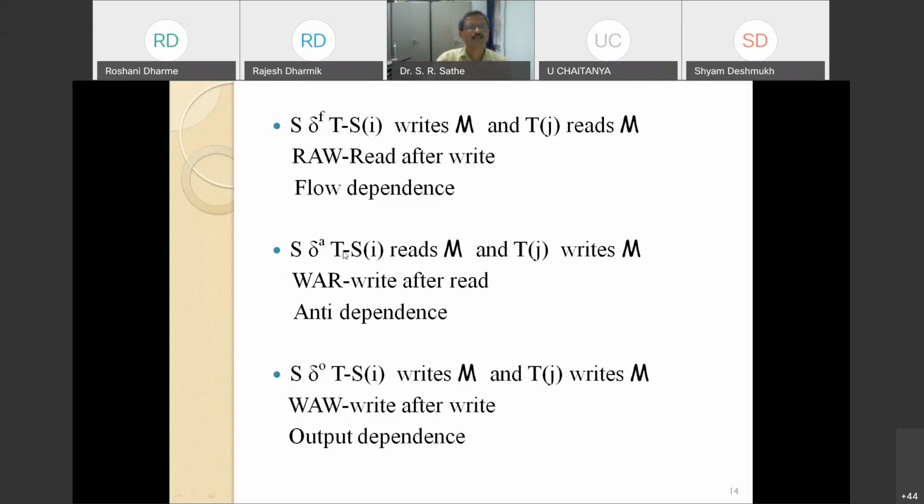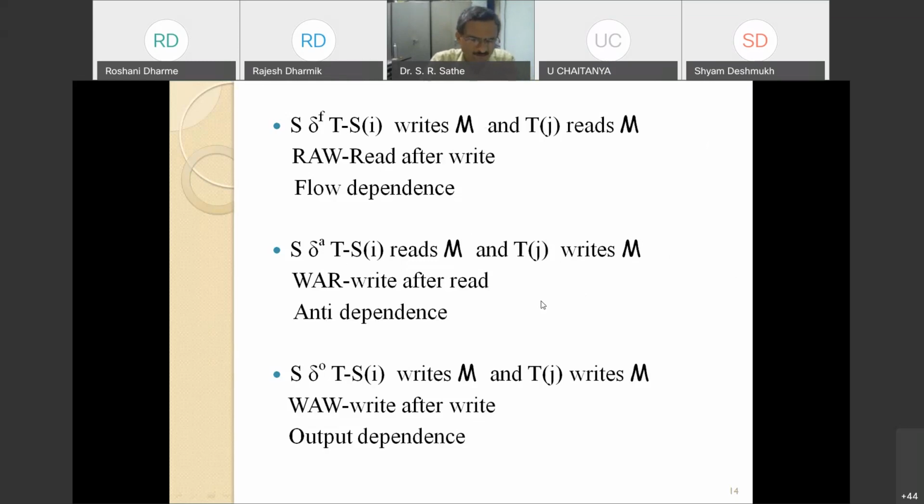It is a read after write, and therefore it is flow dependent. S delta a T: Si reads M and Tj writes M. Okay. So it is a write after read, and so this is anti-dependence. In this case, Si is reading first the value of the memory location. Notice that this M and this M are the same. They are sharing a variable. So dependency comes only when there is sharing. If there is no sharing, there is no dependence.